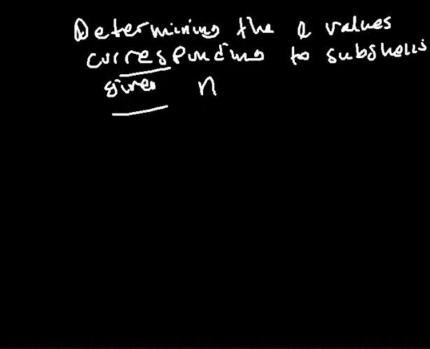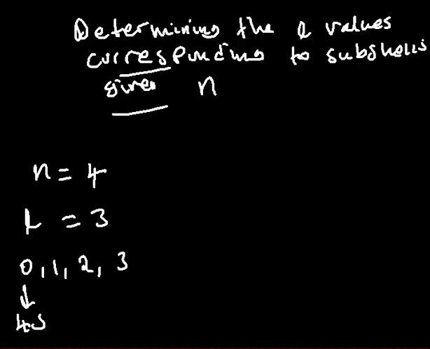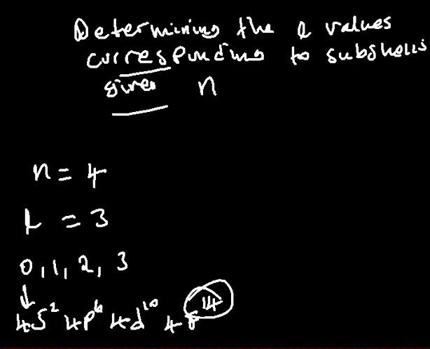That's how we determine the subshells if we are given the principal quantum number. Let's say the principal quantum number is given as 4. If that is the case, L will be given as 3, and the possible values of the subshells are 0, 1, 2, 3, which corresponds to 4s2, 4p6, and 4d10, and the other one is 4f, where f must have 14 electrons according to the standard.